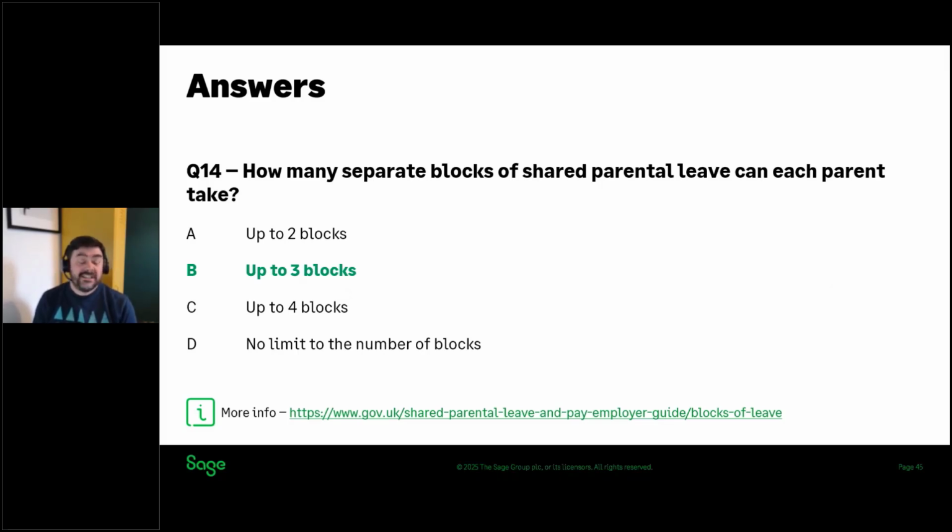Unlike maternity and adoption, which must be taken as continuous leave, shared parental leave gives you more flexibility. You can have up to 3 separate blocks of leave with gaps in between. And you would also get 20 split days, so the equivalent of a KIT day, but for shared parental leave, where employees can return to work for a day without losing any of their statutory pay entitlement. So B was the correct answer there.